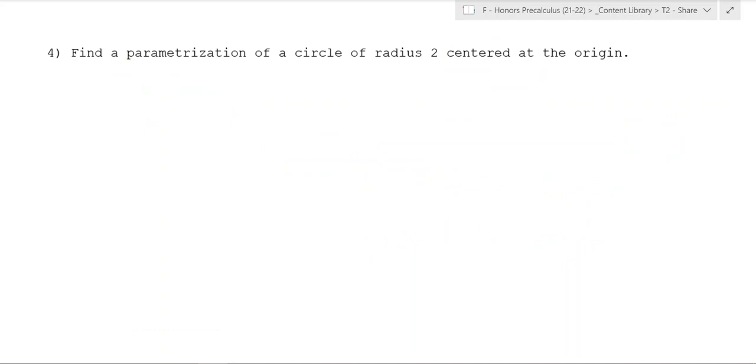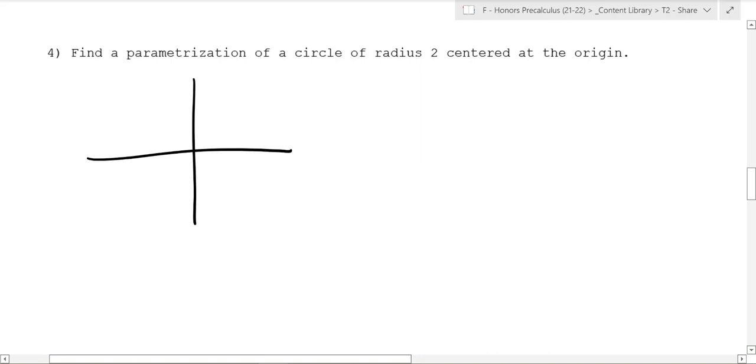So this one's fun. It's saying, find the parameterization of a circle of radius 2 centered at the origin. How do you do this? What this means is, the circle of radius 2 is centered here, so it has a radius of 2, and it's going to cross at all these points around like this.